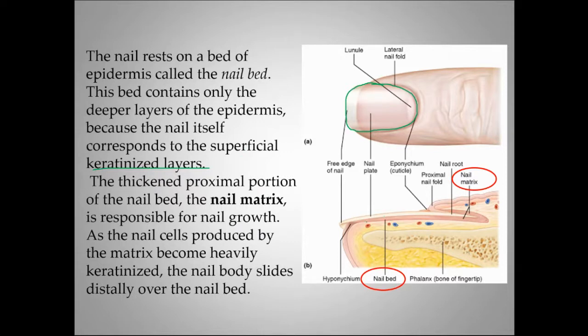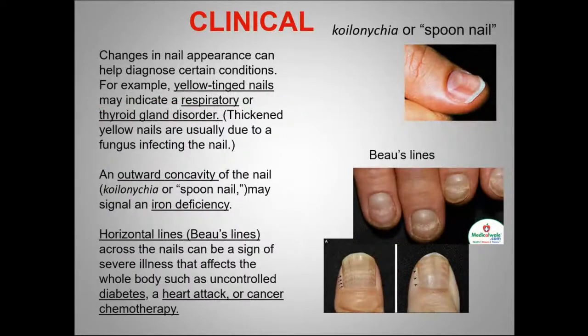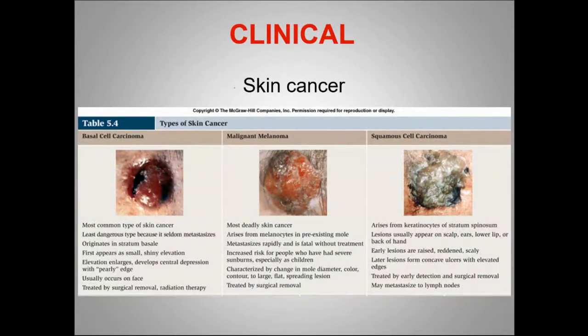So under the nail, you'll see all the other layers of skin, the deep layers of the epidermis that we have looked at, that form the bed under the nail. And the nail matrix is the area where the cells are dividing and is responsible for nail growth. Okay. We talked about some clinical aspects of how to recognize certain conditions, maybe by looking at nails. Remember, the spoon nail or the Beau's lines are important. And then we learned how to recognize signs of skin cancer. I may give you an image like this, okay? Yes, it is important.